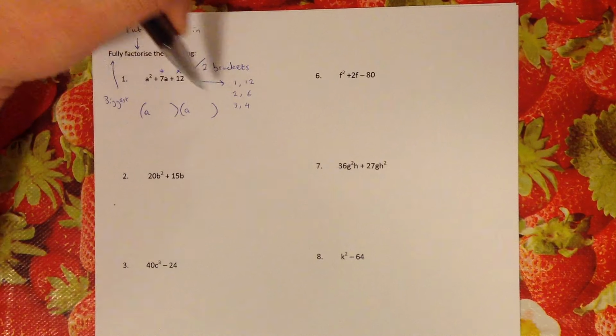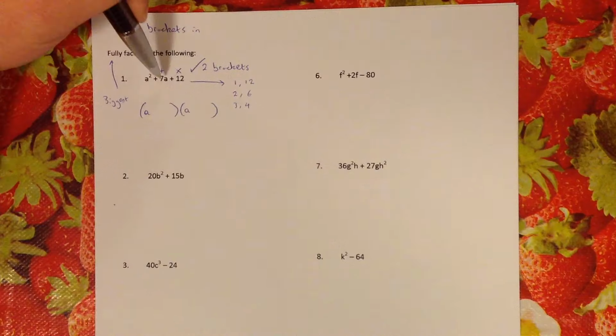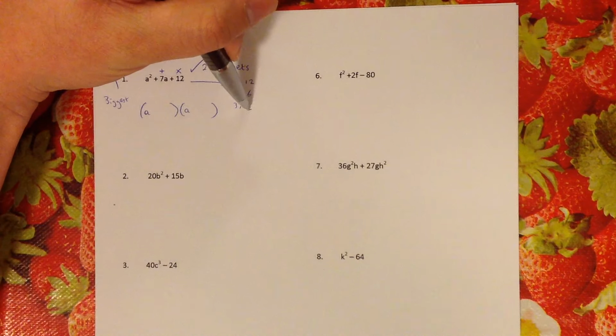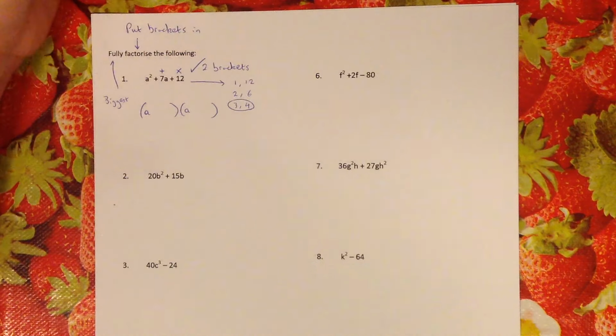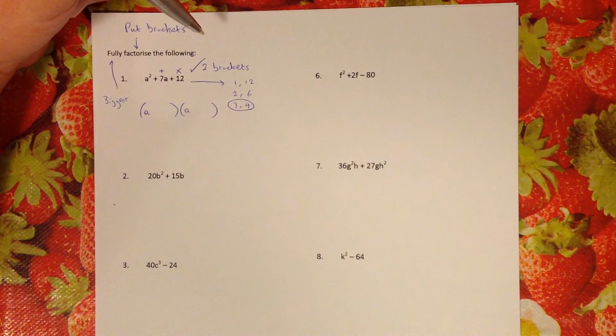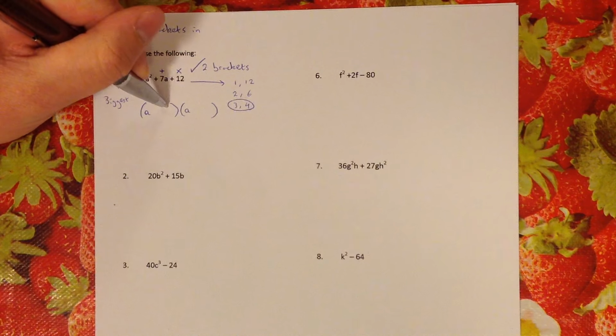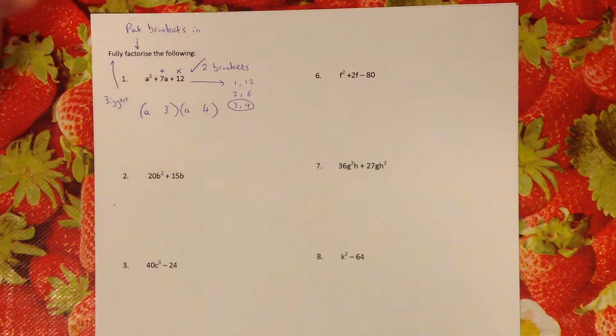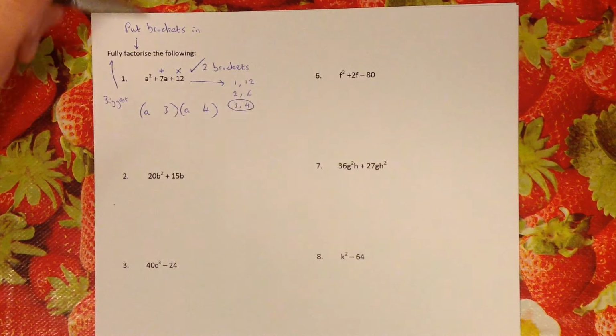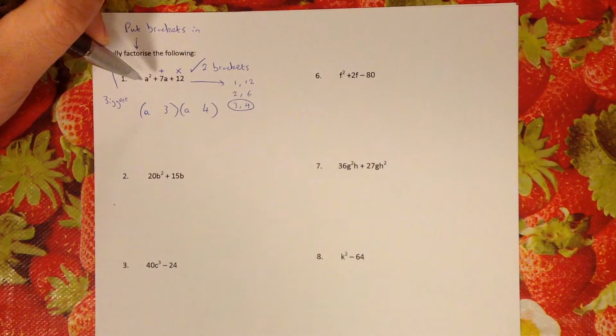So here are my pairs that times to make 12. Which of these pairs can add or subtract to make 7? Well, the only pair that's going to work is 3 and 4. The other two can't make 7 in any combination of answers. So I'm going to have a 3 in one of the brackets, and I'm going to have a 4 in the other bracket. I've put them that way round, but it doesn't matter if you would have wanted to put them the other way round.